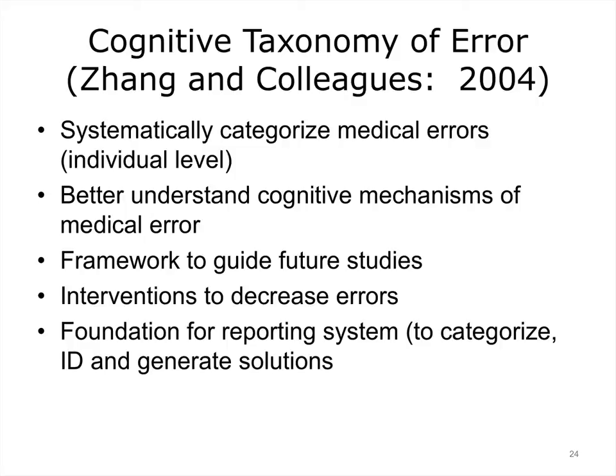Zhang and colleagues created a taxonomy to classify medical errors at the individual level. This will allow us to better understand cognitive mechanisms of error, provide a framework to guide future studies, and possibly help create interventions to decrease errors. In addition, one technique that has been advocated for increasing safety is to have a national reporting system. Taxonomy of errors can assist in classifying them appropriately.